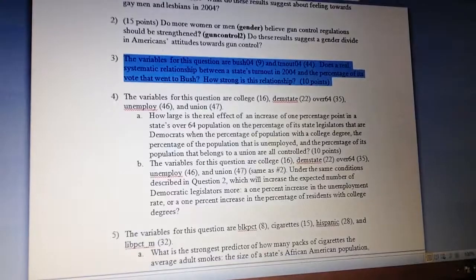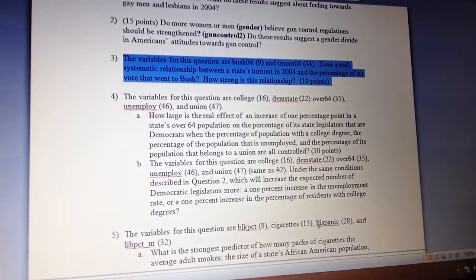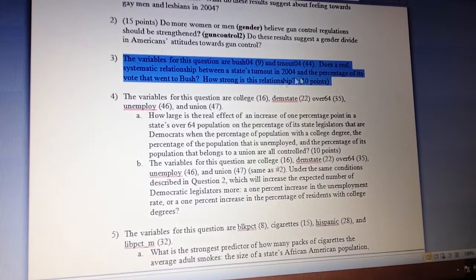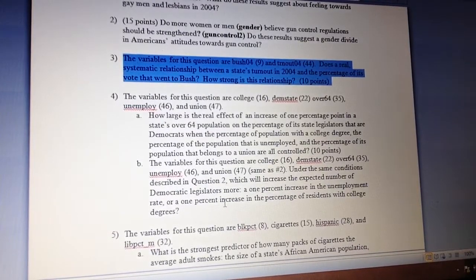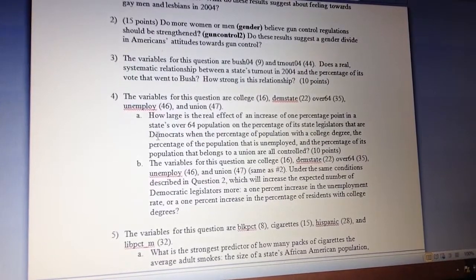All right. On the question here about how strong is this relationship, remember, the real systematic part is the test of statistical significance. The how strong is the relationship is the correlation coefficient. All right. I'm going to do number 4 here. I don't think I'm going to do number 5.